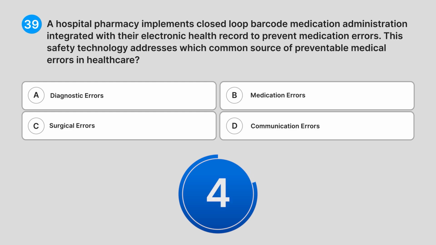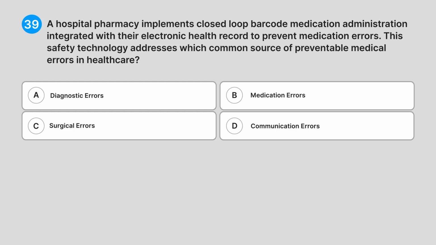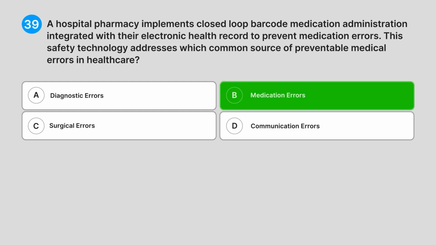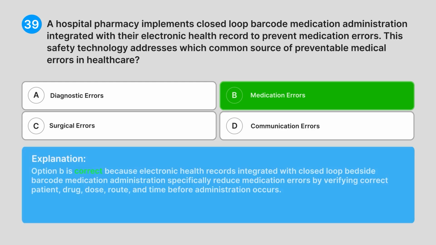Can you guess the answer? Correct answer, B. Medication errors. Explanation, option B is correct because electronic health records integrated with closed-loop bedside barcode medication administration specifically reduce medication errors by verifying correct patient, drug, dose, route, and time before administration occurs.